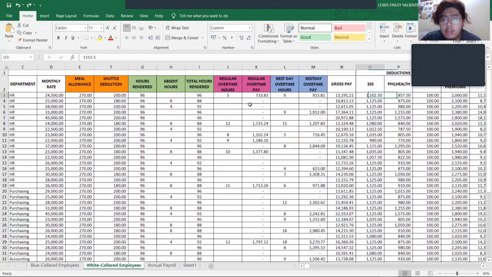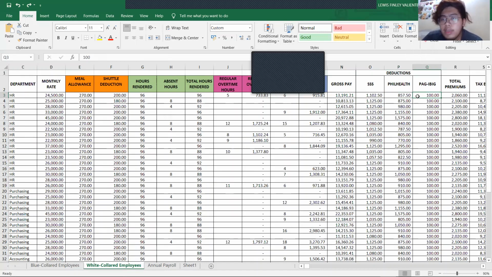For the SSS, we need to refer again to the SSS contribution table to get the numbers here. For the PhilHealth, we need to multiply the monthly rate by 0.035. So you can see here, 0.035. For the Pag-ibig, we can get this because it has a fixed rate of 100.